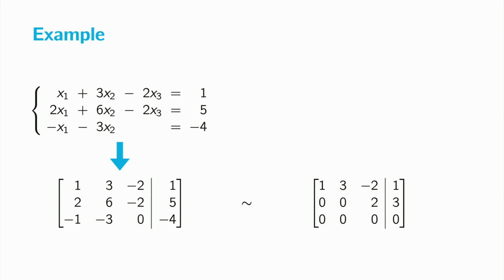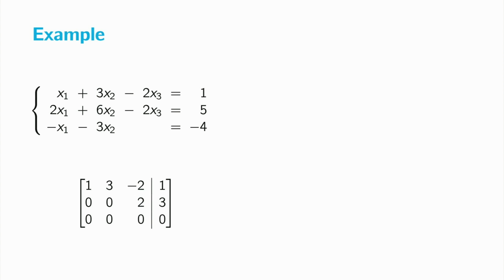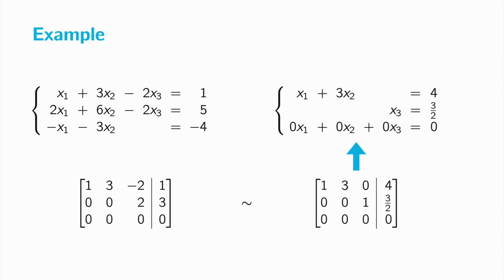You can see from the echelon form that the system is consistent. There is no row with zeros on the left of the bar and a non-zero number on the right. To investigate the solutions, let's first go to the reduced echelon form. You can check that this is the right augmented matrix. Now we can translate back to a system.